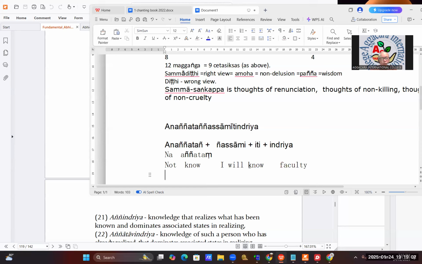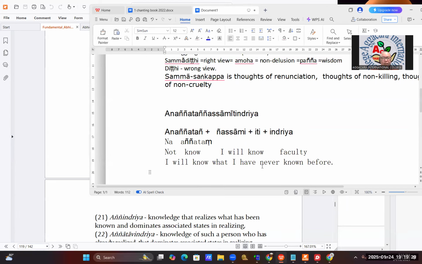So this is a kind of knowledge that I will know what I have never known, right? What I have not known before. So I will know what I have never known before. So this has to do with what we call sotapatti. This is the first stage of enlightenment. Okay.